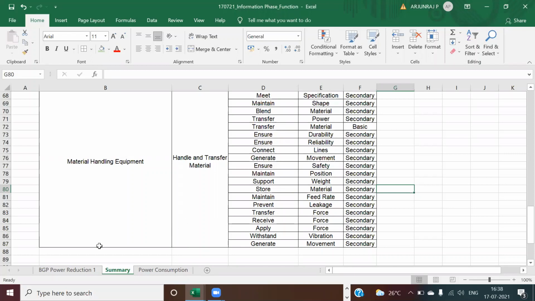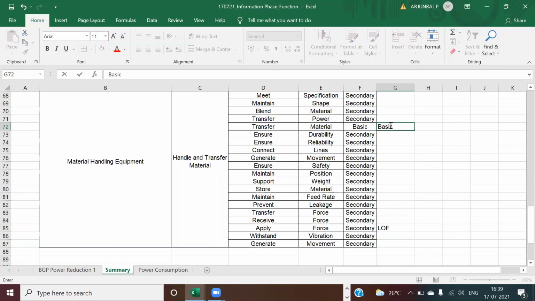all-time functions. Now here we know that apply force is going to be the lower order function, which is not in our scope. This is out of our scope. So we can put this apply force as a lower order function, and we also have the basic function as transfer material. So these two are clear.